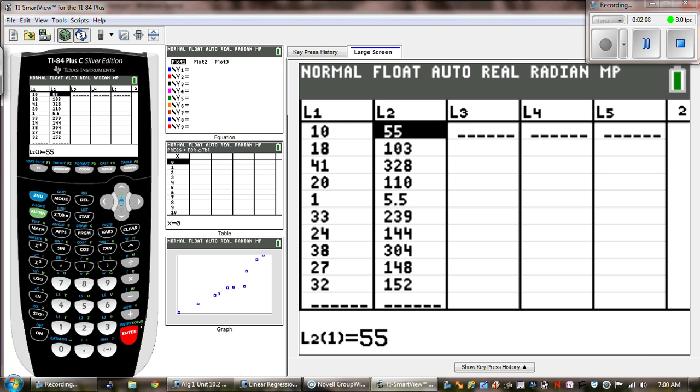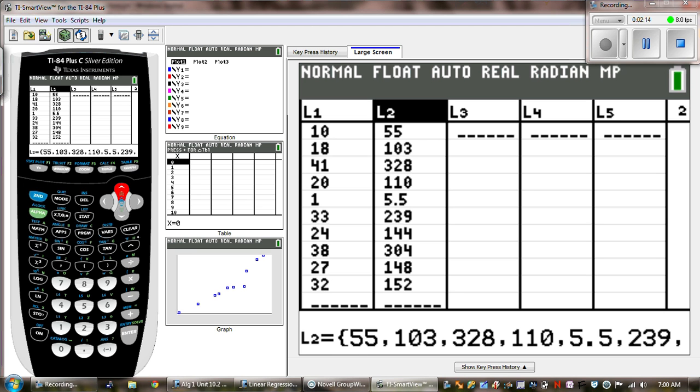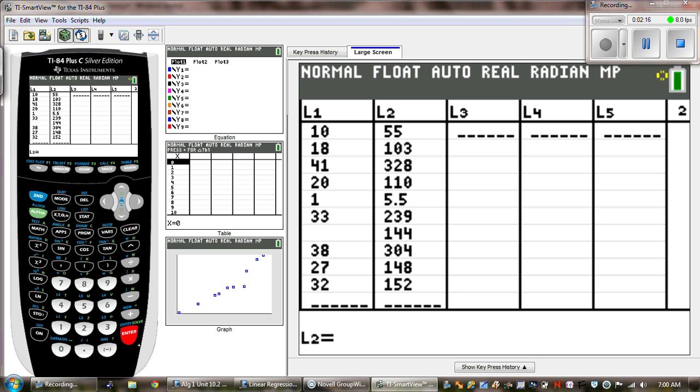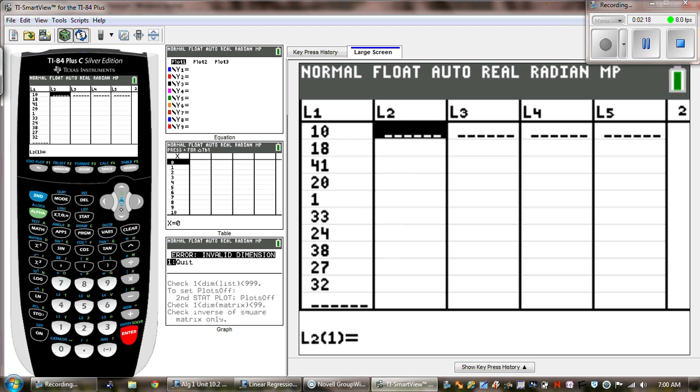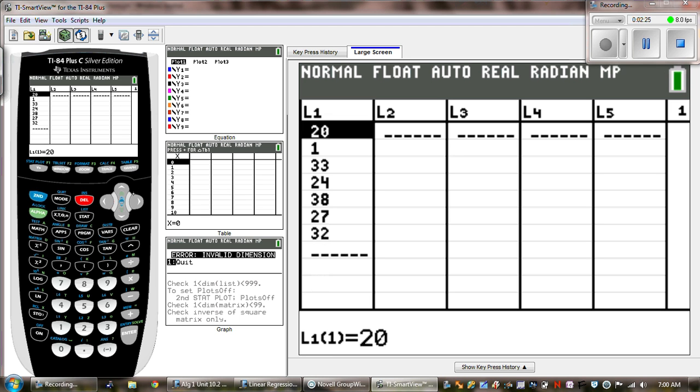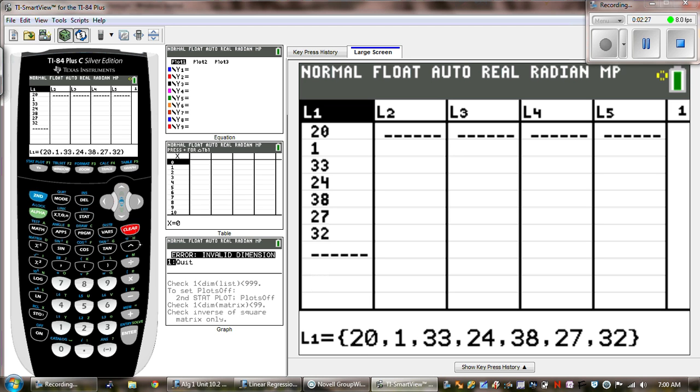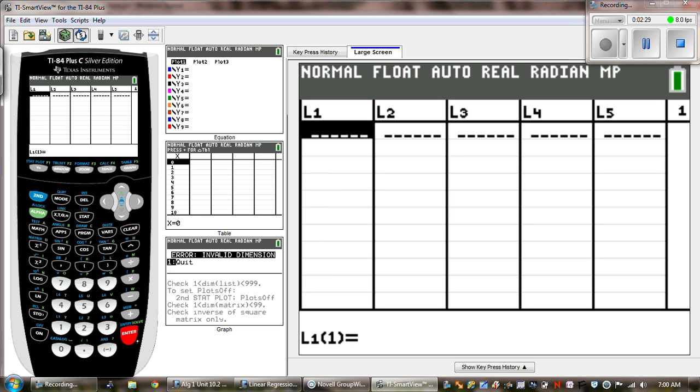I still have all of the same information as I had in my last problem. So I'm going to hit up, clear, enter. Don't hit delete. If you're going to do delete, you're going to have to delete each one individually, and that's kind of a pain. So just go up, hit clear, enter, everything's done.